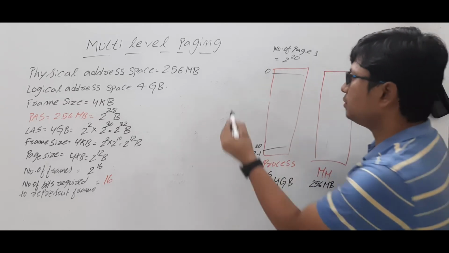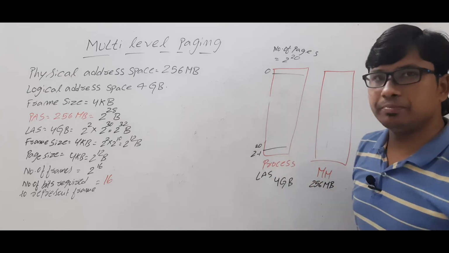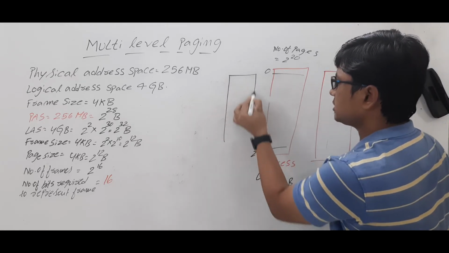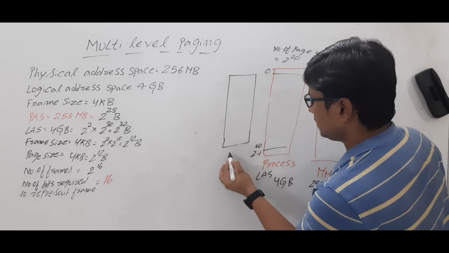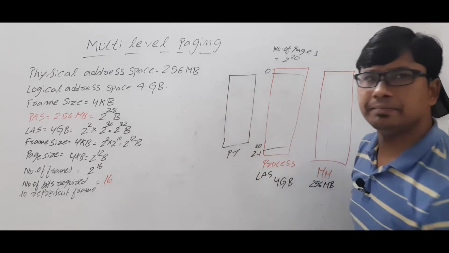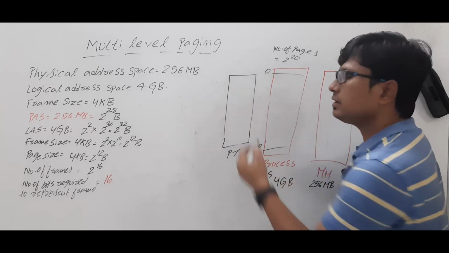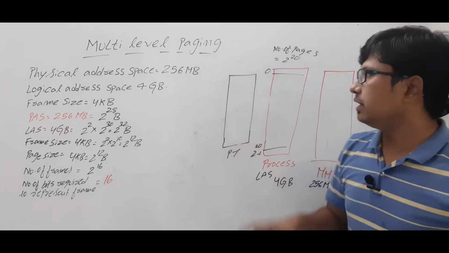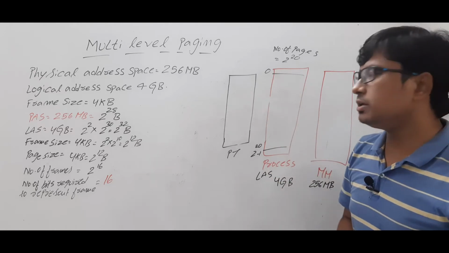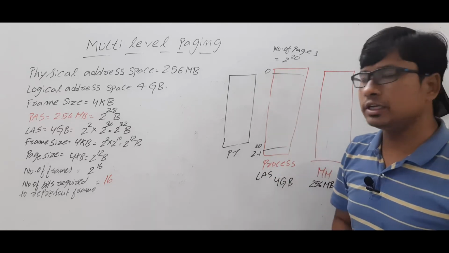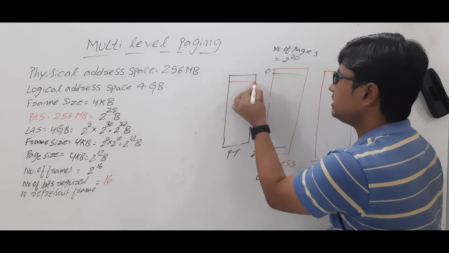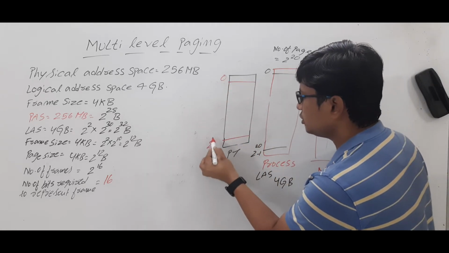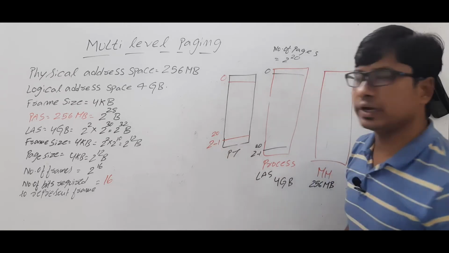Now if you have to maintain the page table for this process, let me call it PT, the page table. Then the number of entries in this page table will be how many? The number of pages in the process. How many pages are there? 2 power 20 pages. So this page table will also have entries from 0 to 2 power 20 minus 1.